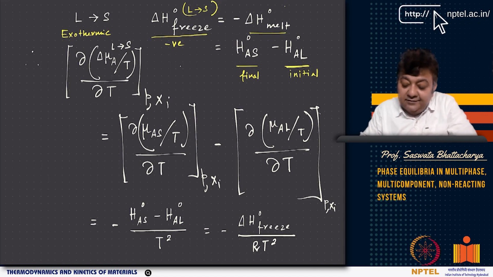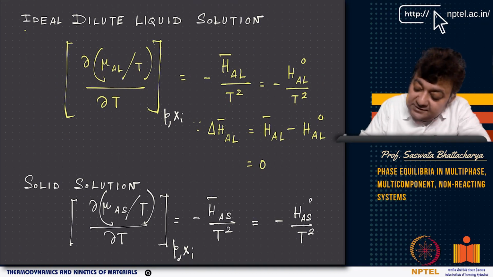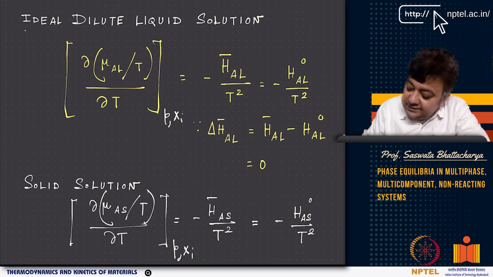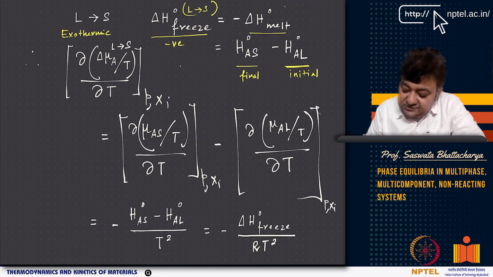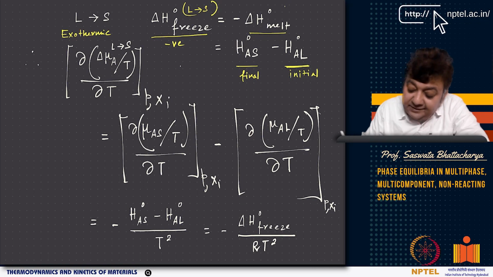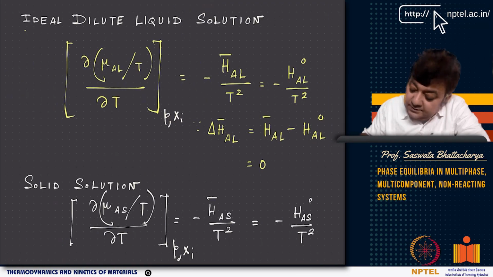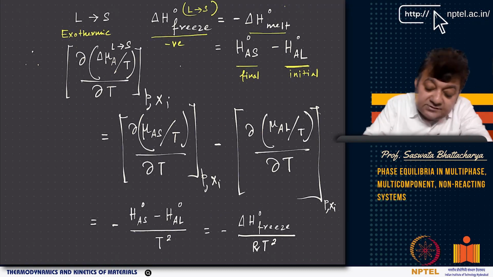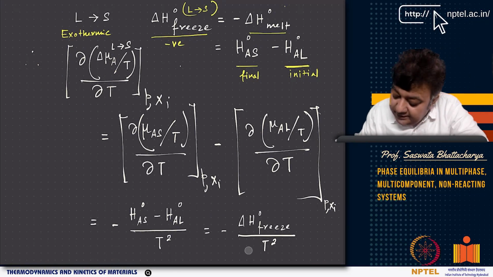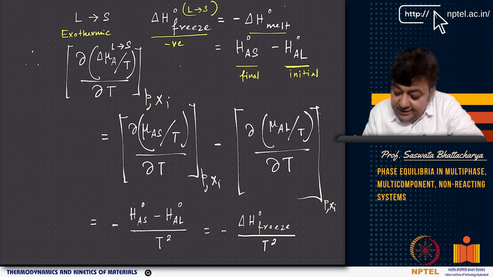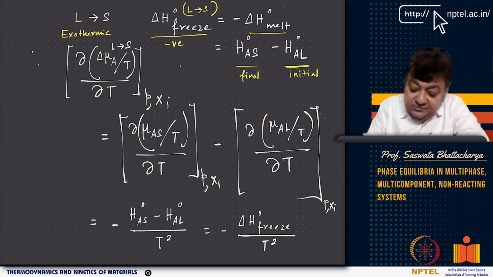if you apply this relation, you have minus HA0 by T square here. So this basically becomes minus HA0 minus HA0 by T square, which is minus delta H0 freeze by T square, right? Why does the R come? There is no R here currently, so we can remove the R. So this basically becomes minus delta H0, because there is no R here.